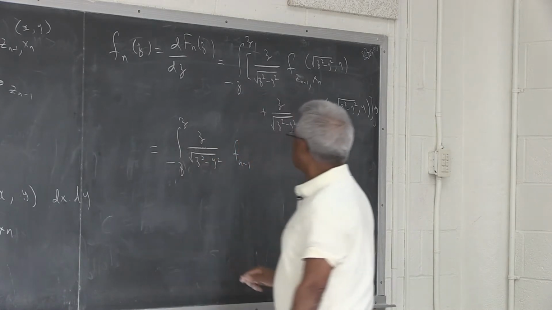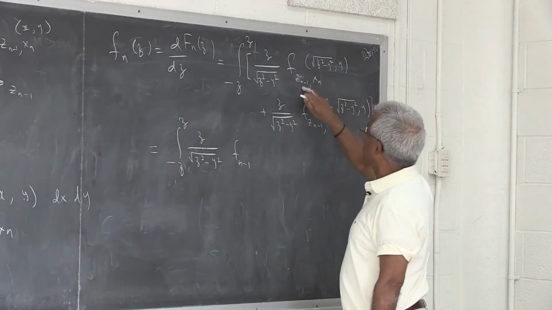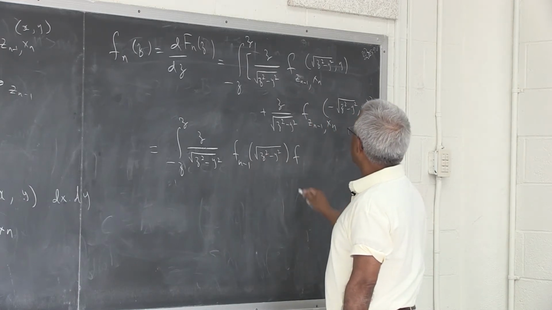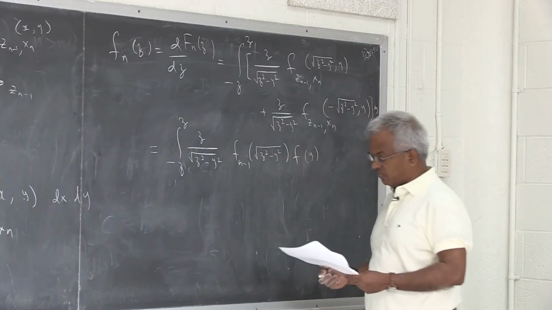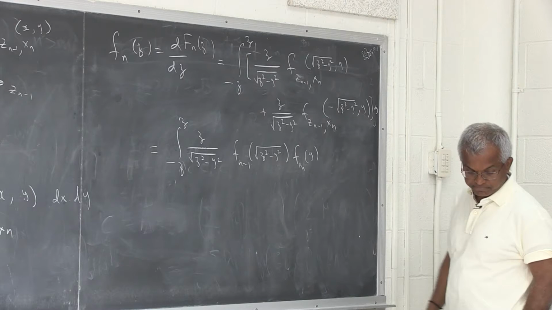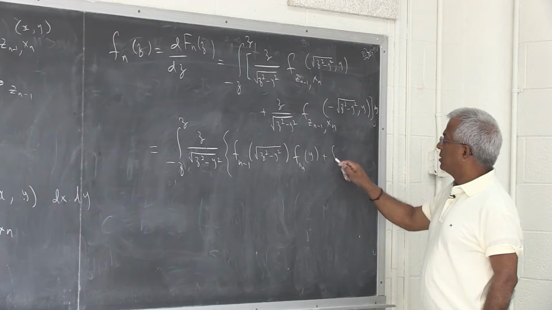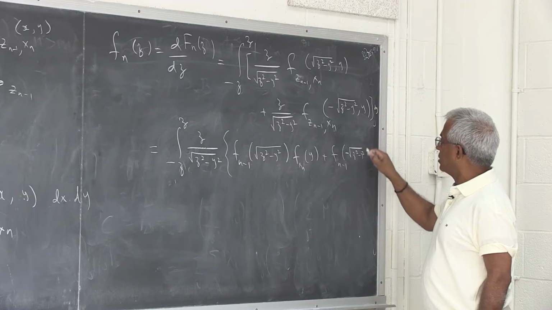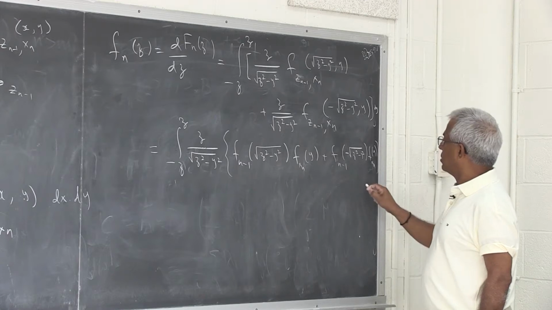So let me just make this notation, fn minus 1 using here. So this is the density function of this random variable, but evaluated at square root of z squared minus y squared, multiplied by the identical density function, which is f of xn of y, plus, so this is here, plus fn minus 1, but with minus square root of z squared minus y squared, fxn of y dy.